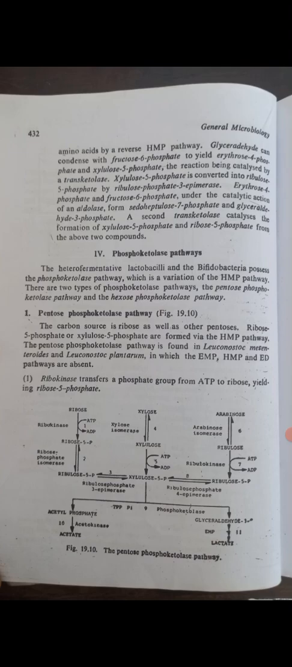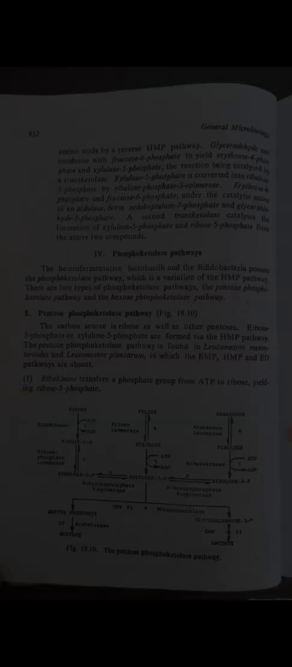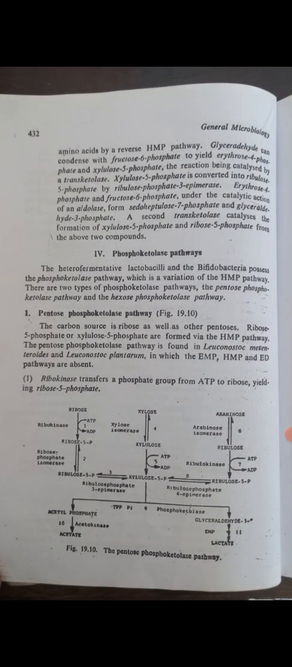There are two types of phosphoketolase pathway, that is the pentose phosphoketolase pathway and the hexose phosphoketolase pathway. The pentose phosphoketolase pathway is run by Leuconostoc species, Leuconostoc plantarum and Leuconostoc mesenteroides, which lack some enzymes or lack the pathways, that is EMP, HMP, and ED. The carbon source is ribose as well as other pentoses in the pentose phosphoketolase pathway.